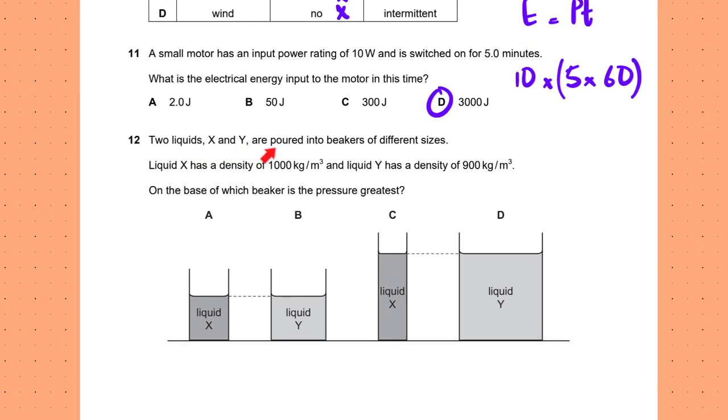12. Two liquids X and Y are poured into beakers of different sizes. Liquid X has a density of 1000 kg per meter cube. Liquid Y has a density of 900 kg per meter cube. On the base of which beaker is the pressure the greatest?